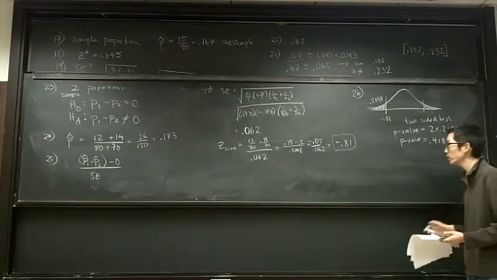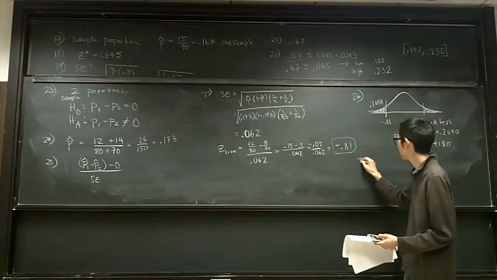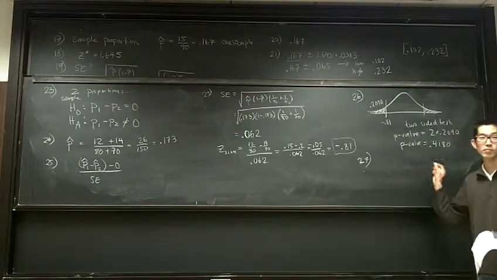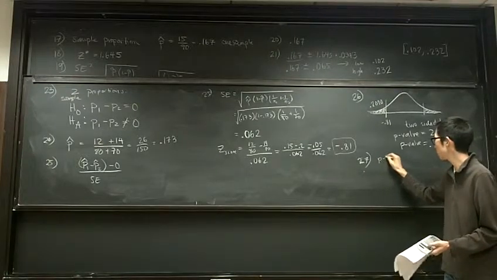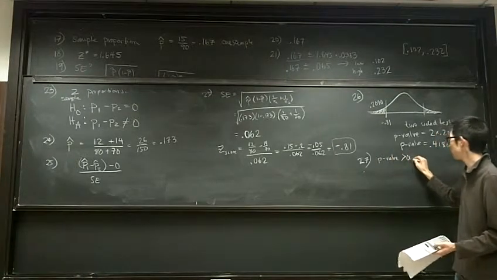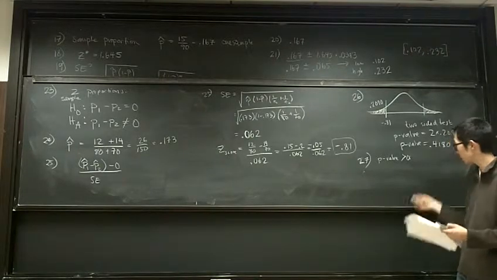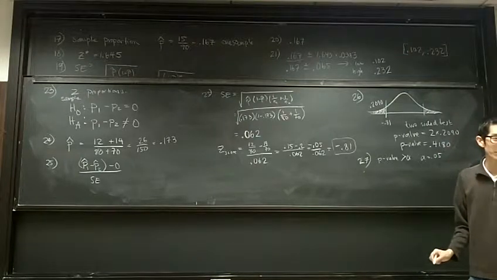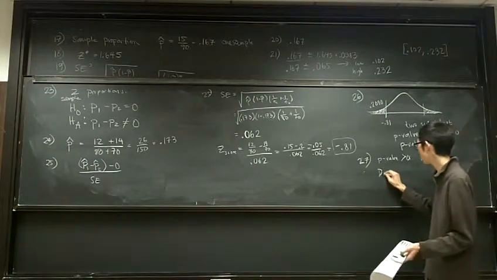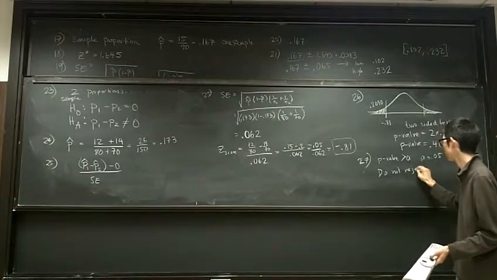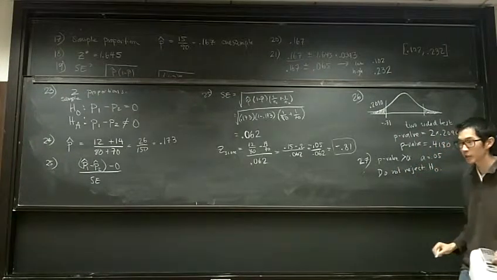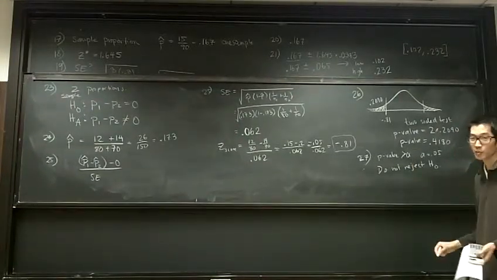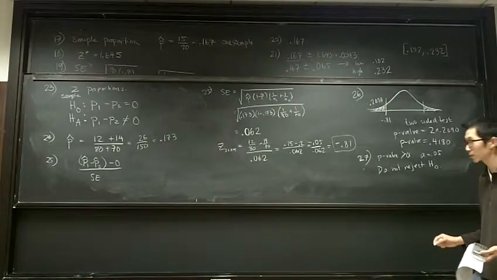And then lastly, 27. Based on this p-value, what is the conclusion I make? Do not reject. Our p-value is bigger than alpha. It says alpha is 5%. We have 41.8, 42%, which is bigger than 5%. So we do not reject the null hypothesis, and that means we do not have evidence that the proportion of cherry candies is different for the two companies.